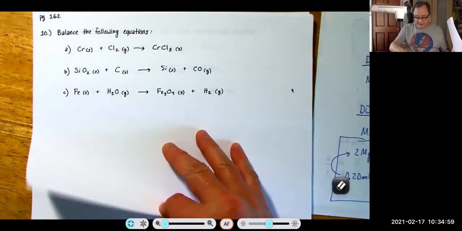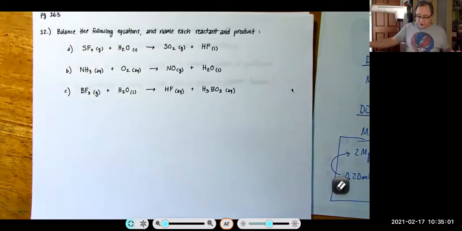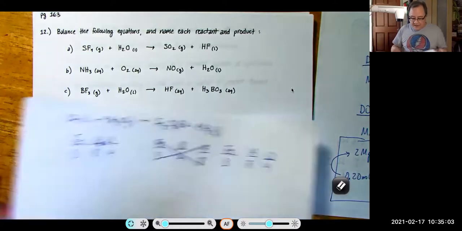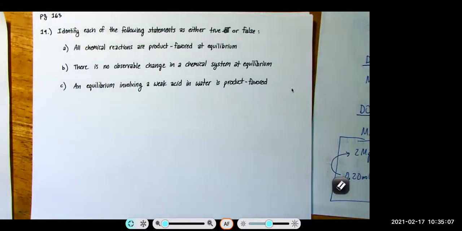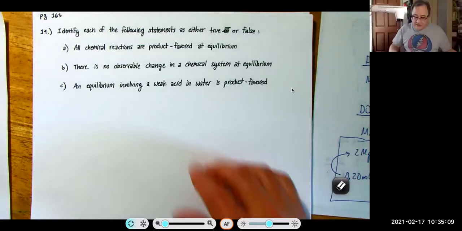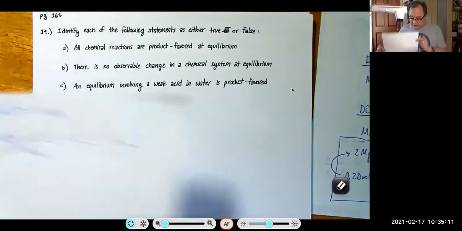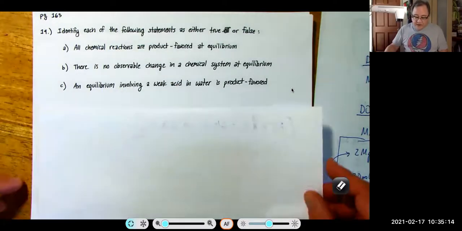So here we have some more balancing, but I think you're going to get the hang of this, so we're going to skip the balancing, okay? Okay, identify each of the following statements as true or false. So they're talking about reactions at equilibrium.